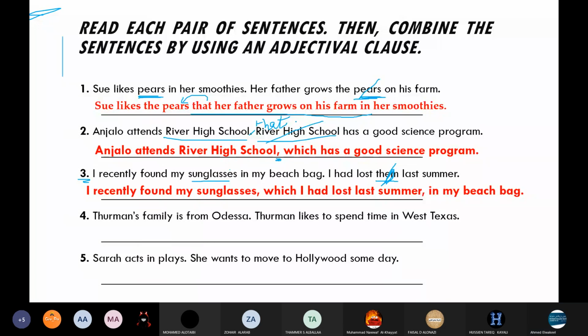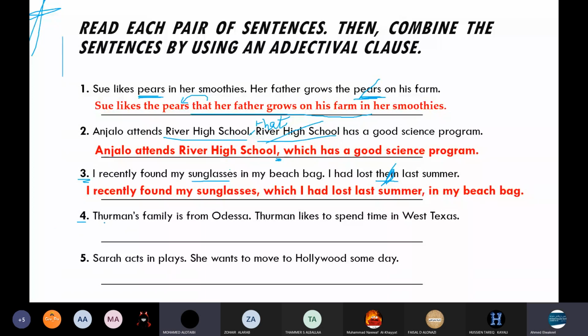Atabi. Hamad Atabi, still with us? Yes. Yes. Number 4.